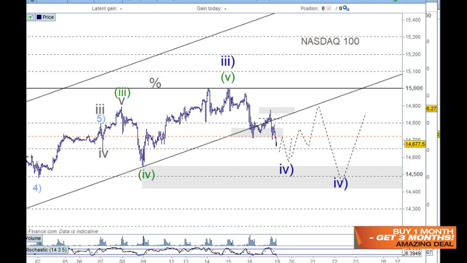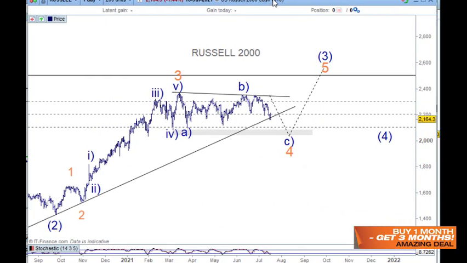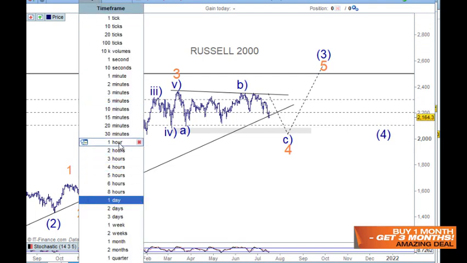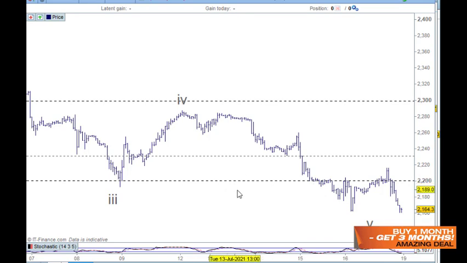Now the Russell has come down a bit further as well, so we need to talk about that. So I thought that it might be an A wave here, a B wave up here, then 1, 2, 3, 4, 5, but it looks like we're getting more structure here. I think it was on the hourly chart that we had.